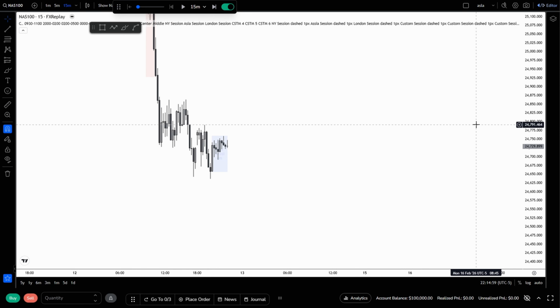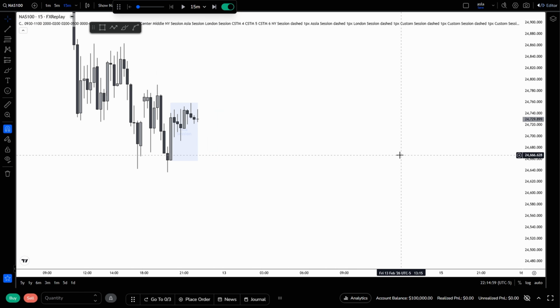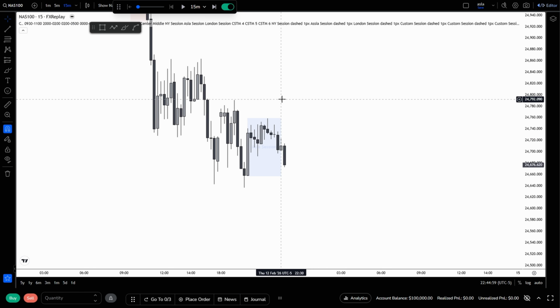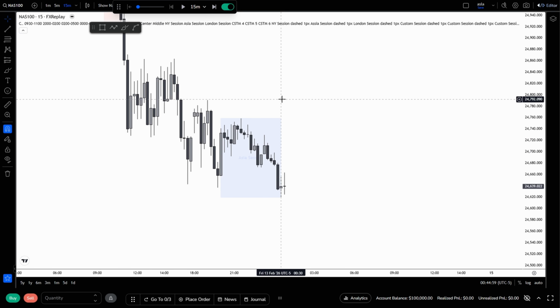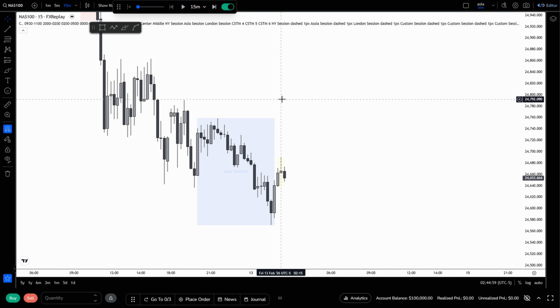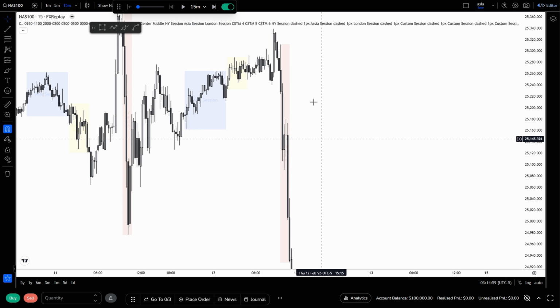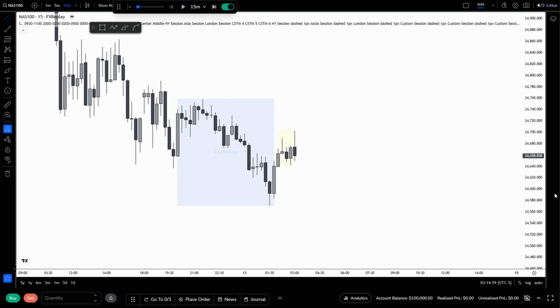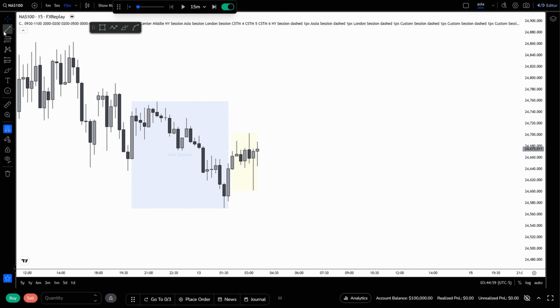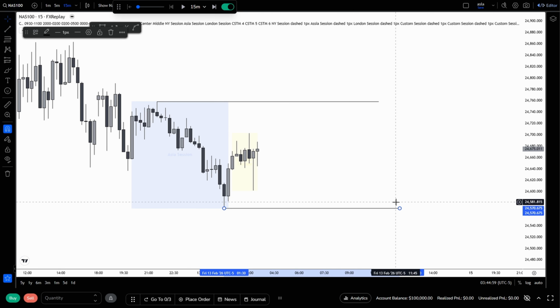So here we have our first example. Let's start the day from the Asia session. This blue box defines the Asia session, the yellow box defines London, and the red box marks the 9:30 New York Open. Since we're using a session liquidity indicator, we don't have to manually mark out the ranges. They're already defined for us.